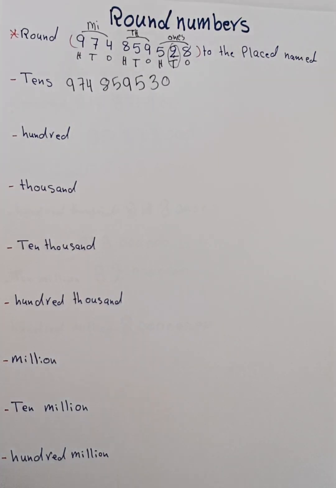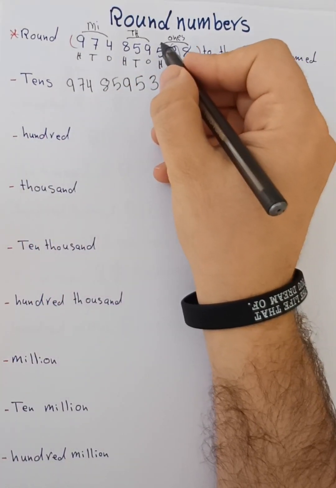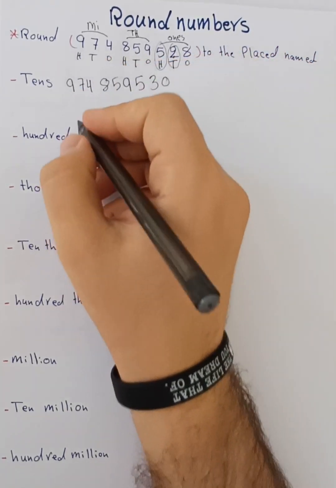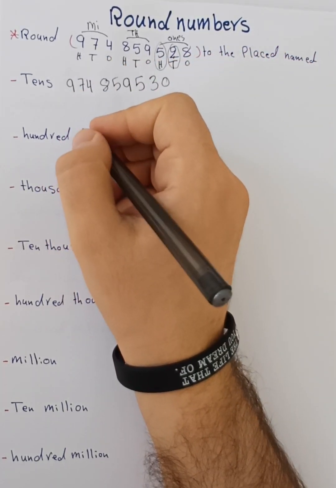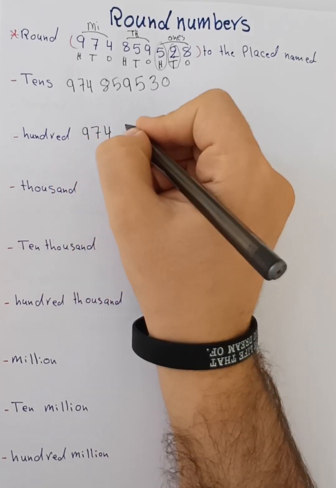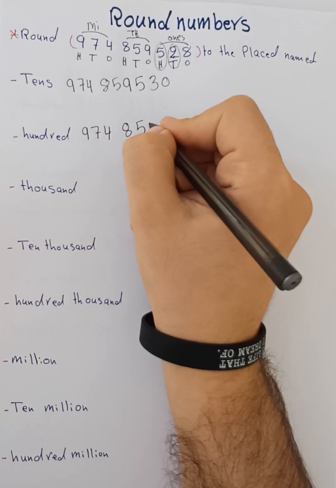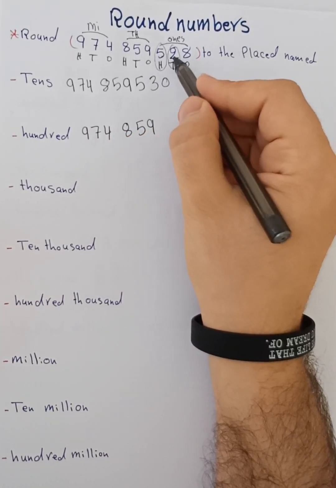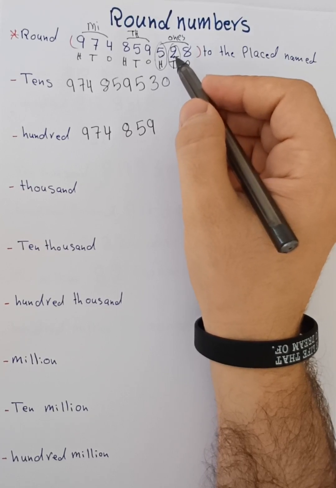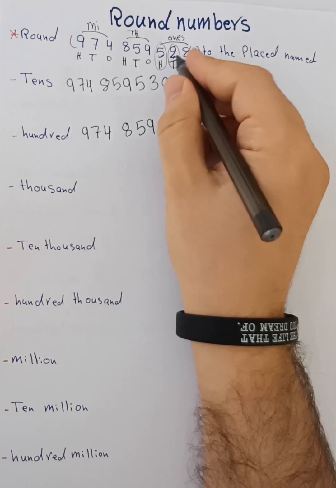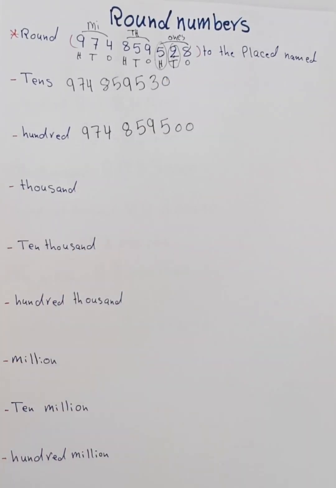After that we have to round 100. 2 is 100. We have to write all numbers at left without change. We have 974,859. We have to round only 5. After 5 we have 2. 2 is less than 5. By rounding rule, 5 stays without change, and these two numbers become 20.